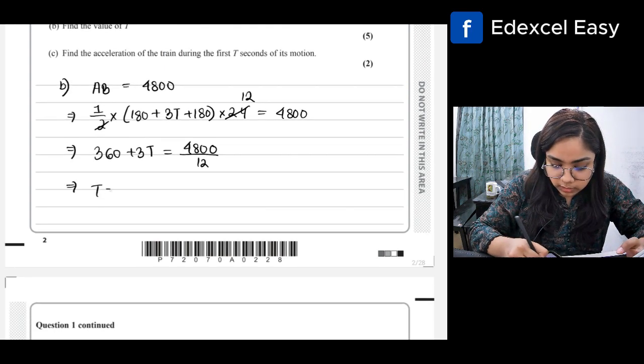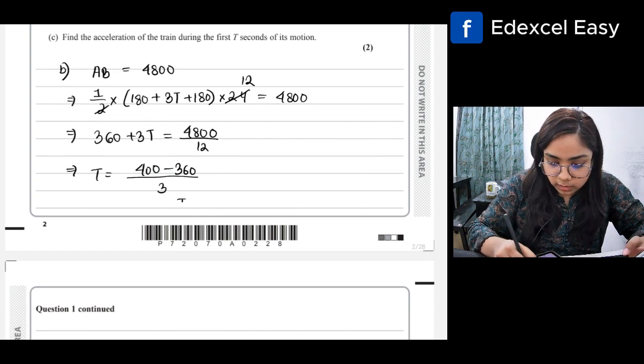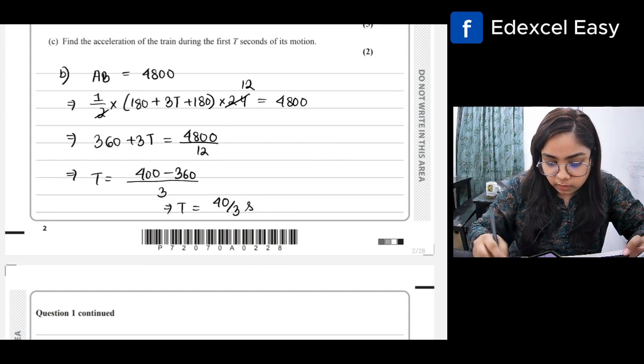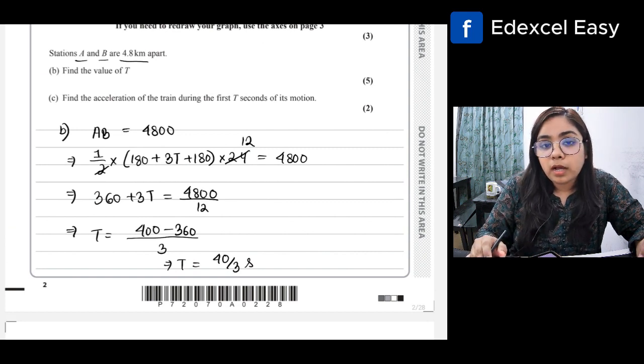So we can write t is actually 400 minus 360 divided by 3. In that case, 400 minus 360 by 3 is actually 40 over 3. In that case, the time taken for the constant acceleration was 40 by 3 seconds, right? Now in the question, it was never asked that you need to keep your answer to three significant figures or not, so you can just keep it in fractions.